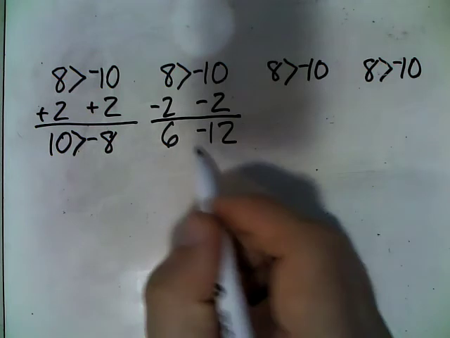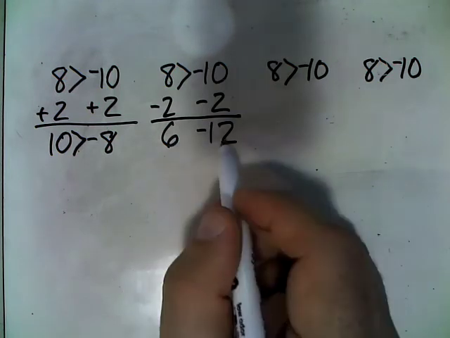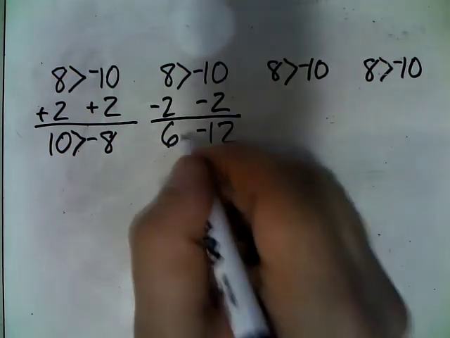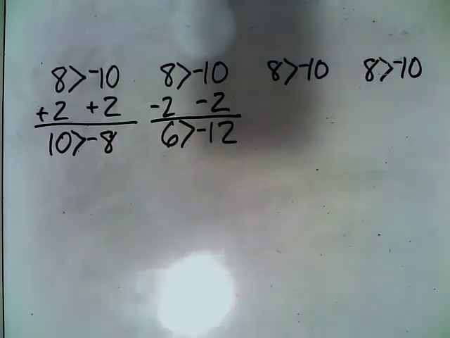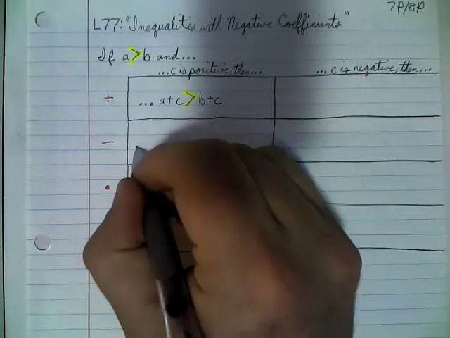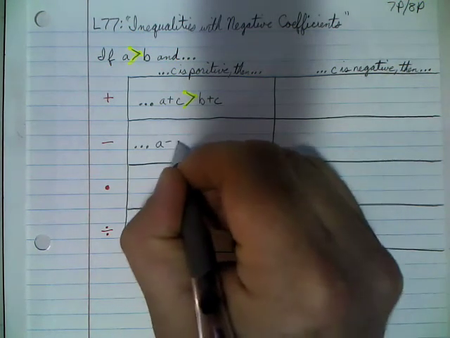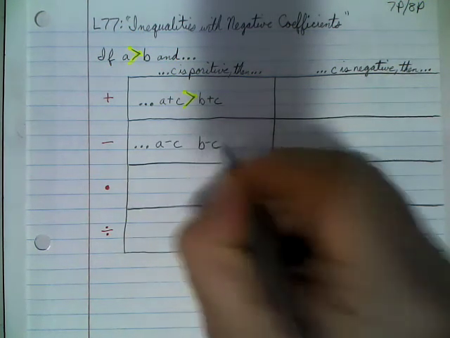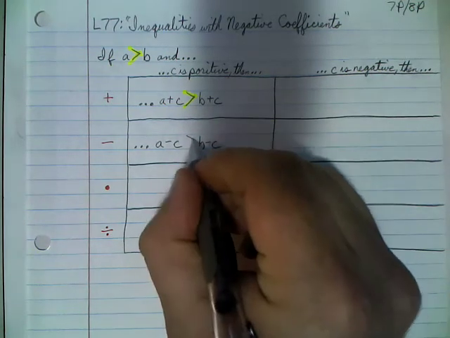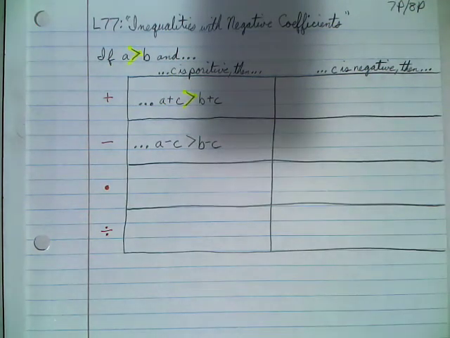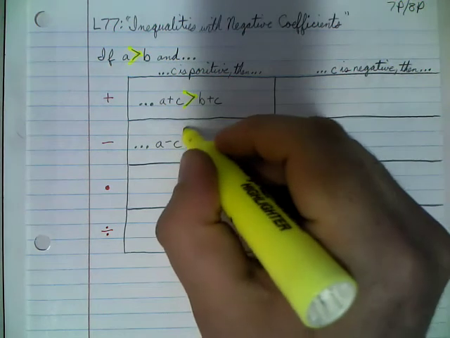And so which is bigger? Is it bigger to have $6 or bigger to owe somebody $12? Well, obviously it's greater than to actually have your own money. So once again, if C is positive, then when I subtract something on both sides, the inequality will stay the same. So grab that yellow highlighter again.